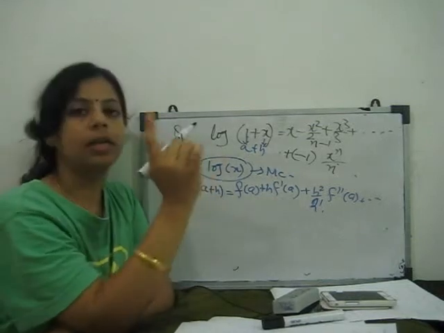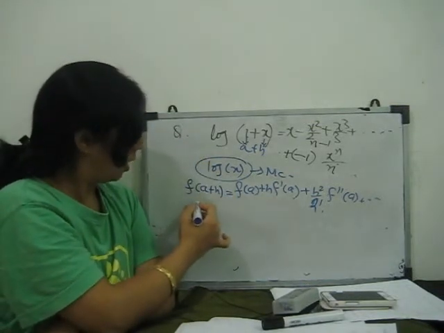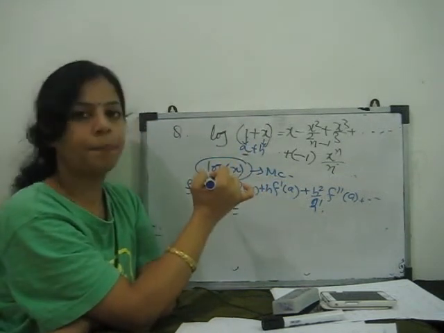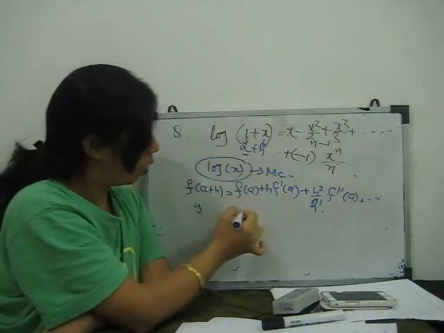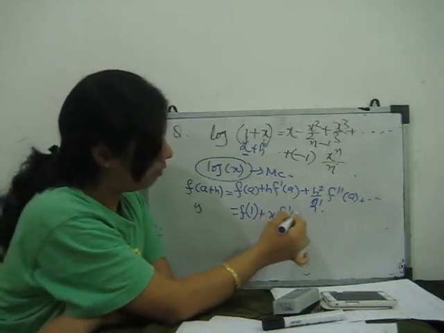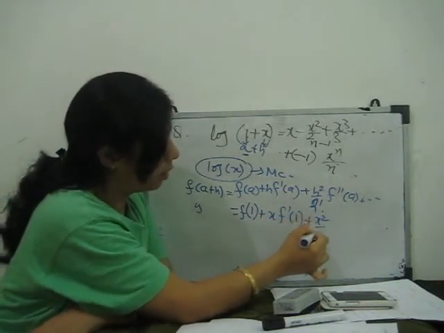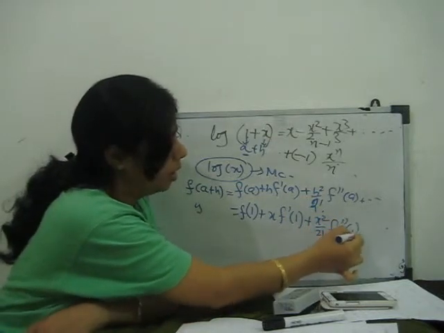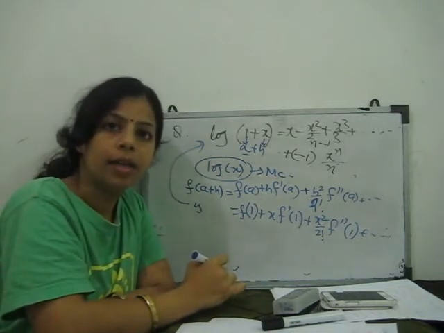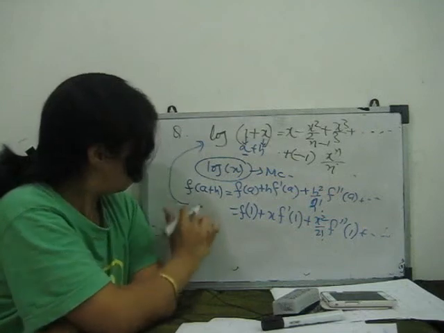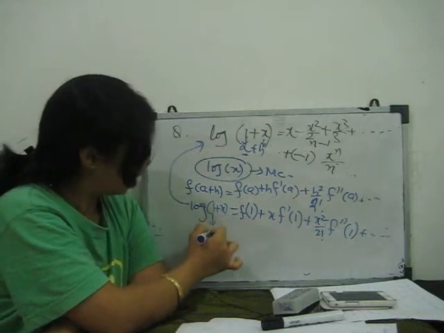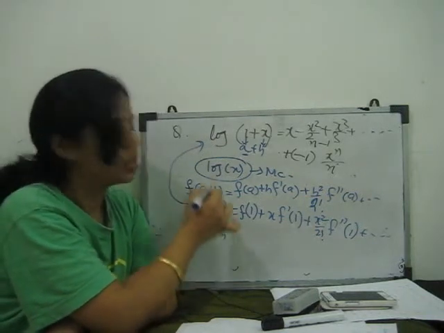Now you write this in terms of y. So y of a plus h, where a is 1 and h is x, so f of 1 plus x is f of 1 plus x f dash of 1 plus x square by factorial 2 f double dash of 1 and so on. So now you write your Taylor series as required in this question: log of 1 plus x, where a is 1 and h is x.